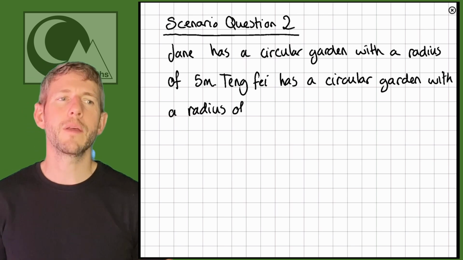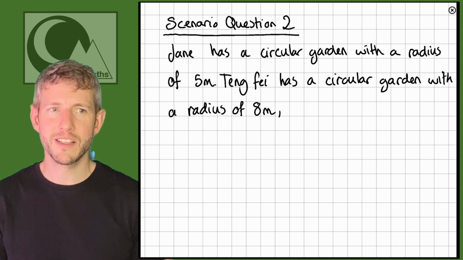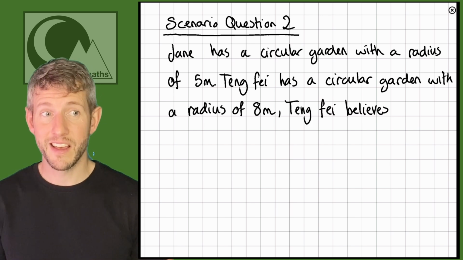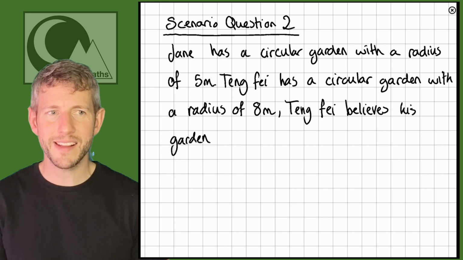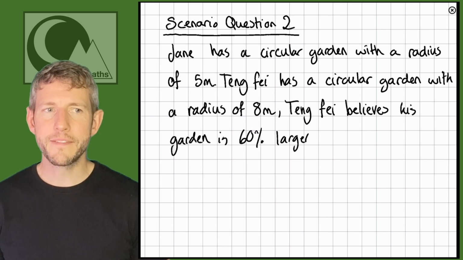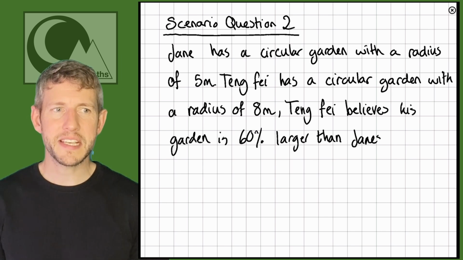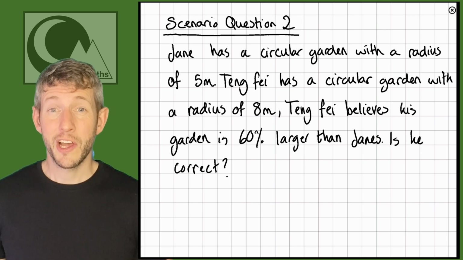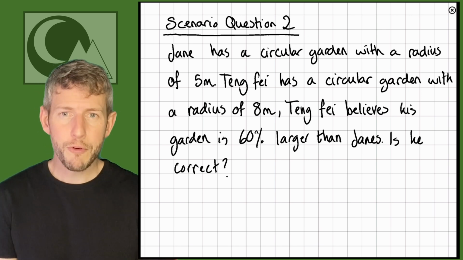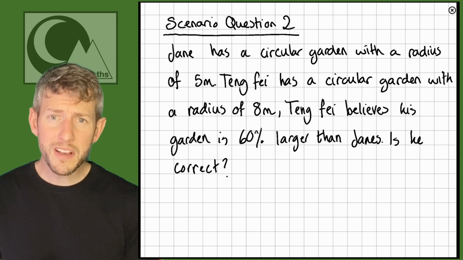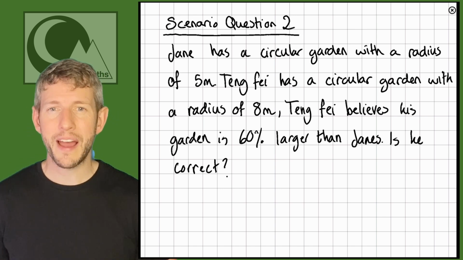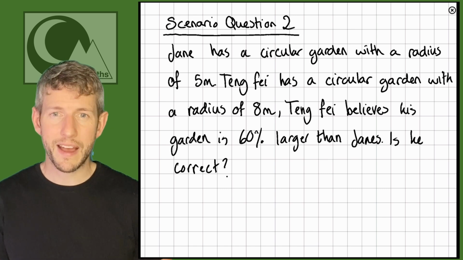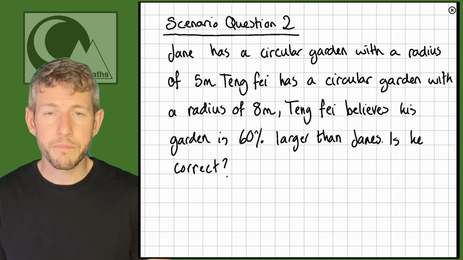So here we go. Jane has a circular garden with a radius of 5 meters. Teng Fei has a circular garden with a radius of 8 meters. Teng Fei believes his garden is 60% larger than Jane's. Is he correct? Okay, right, so several things going on here. But the first thing first is I think we should calculate the area of Jane's garden, and then I think we should calculate the area of Teng Fei's garden.